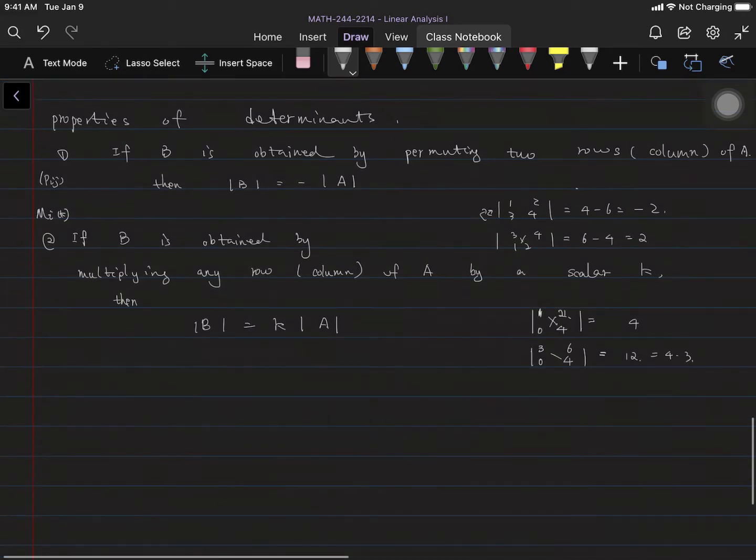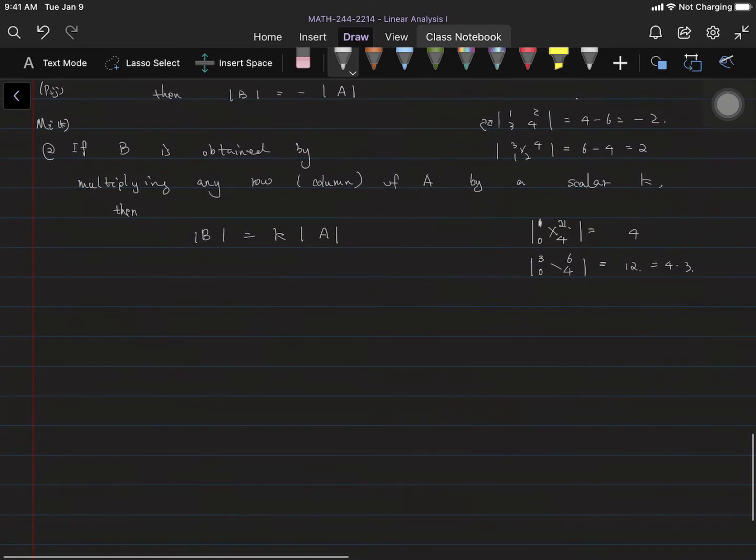Same thing. When we multiply a row by a scalar K, then the determinant of the new matrix is K times the determinant of A. Okay.